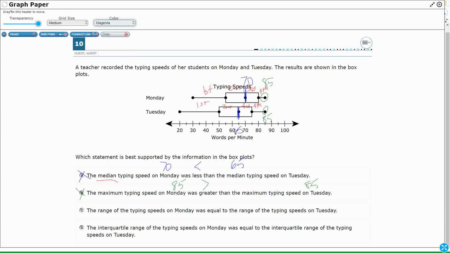All right, so let's look at C, the range. Okay, so the range is going to be the difference between the lowest and the highest. So the lowest is going to be 30 on Monday. The lowest is going to be 20 on Tuesday. And so the difference is going to be 55 is the range here. That's going to be 65 is the range here. So the range of the typing speed on Monday is equal. No, 55 does not equal 65. So let's hope it's D.